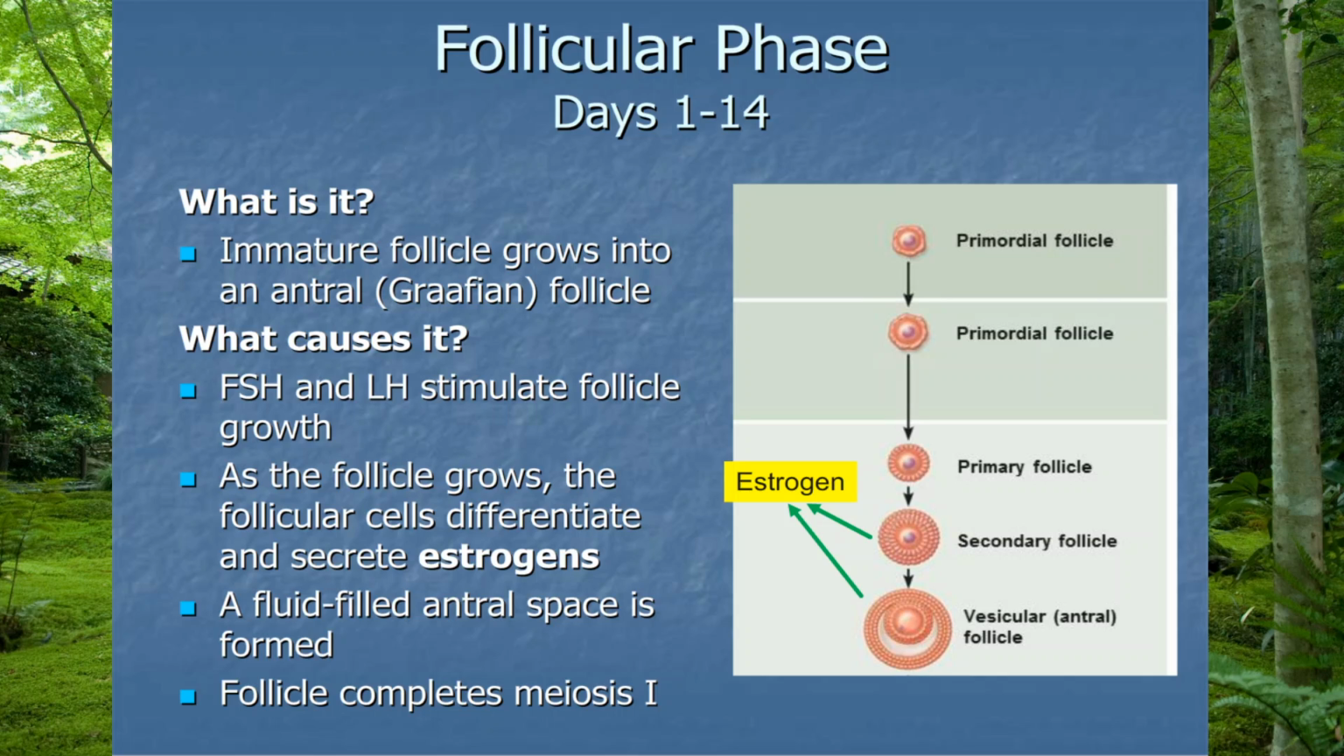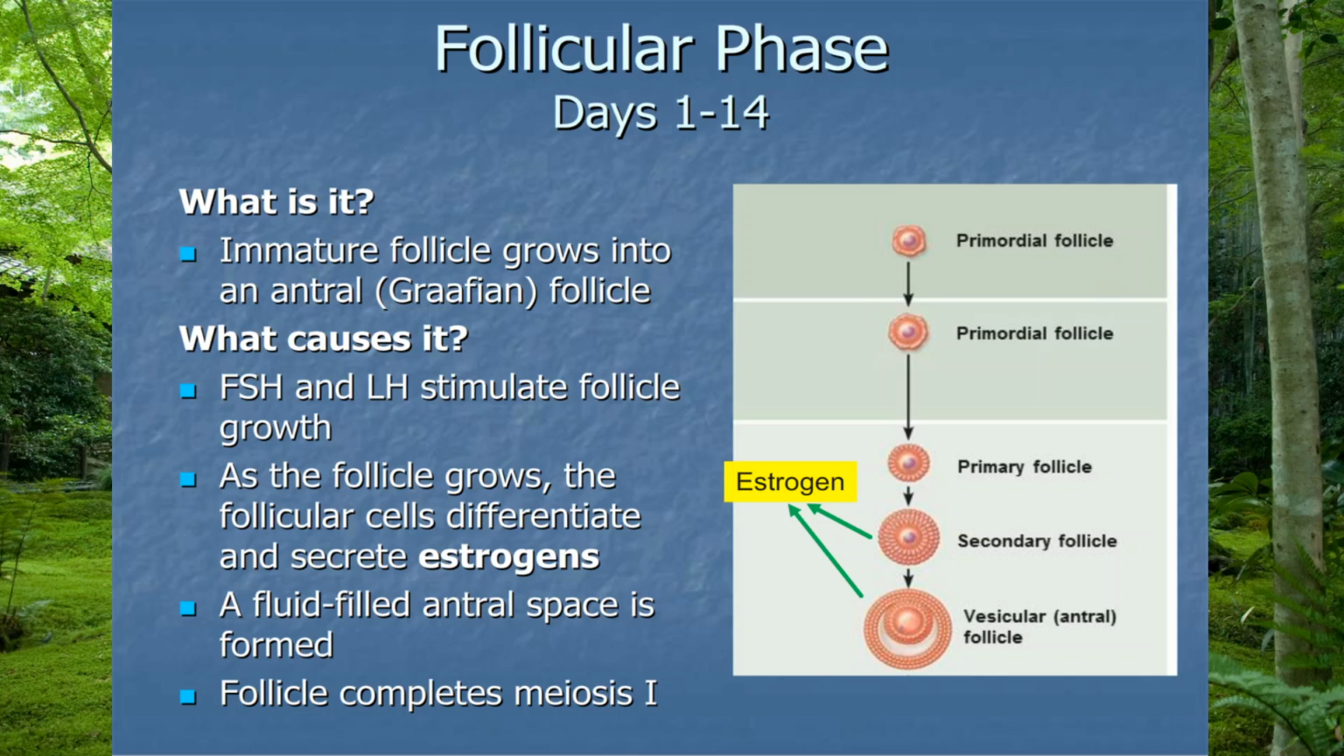Now, as the follicle grows in size, it's not really the egg itself that's growing, but it's the follicular cells surrounding that egg that are growing and differentiating. And as those cells grow and differentiate, they're going to start to secrete large amounts of estrogen, which has feedback both on the hypothalamus and also on the anterior pituitary. The other thing that's going to happen is that one of the most mature follicles during each cycle will then begin to form a fluid-filled space called an antrum.